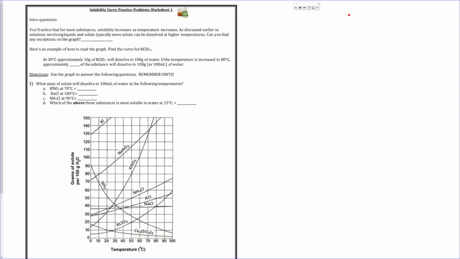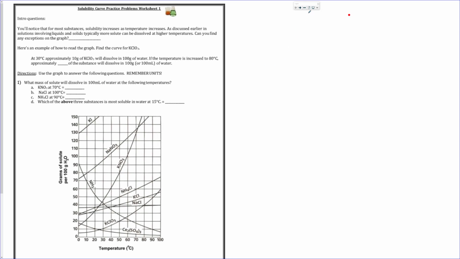So find the curve for potassium chlorate. Potassium chlorate, and we need to look at this scenario at 30 degrees. So potassium chlorate is down here. At 30 degrees, approximately 10 grams of potassium chlorate will dissolve in 100 grams of water. If the temperature were to raise to 80 degrees, right around here, you would have about 40 grams of solute. So the answer here will be your 40 grams.